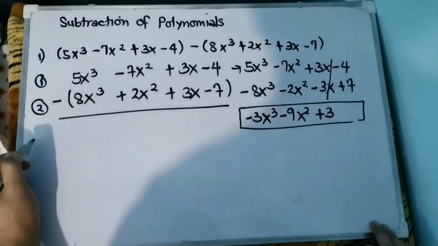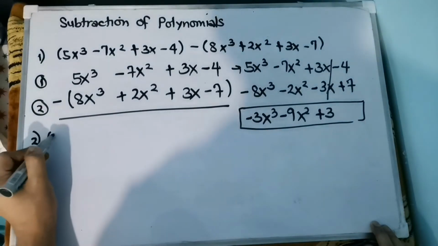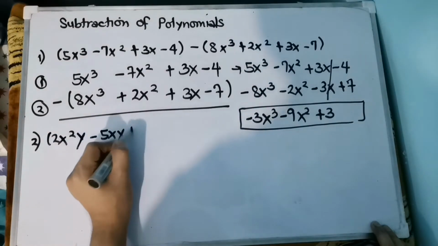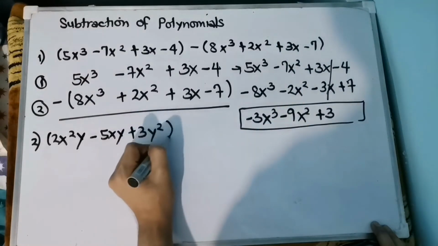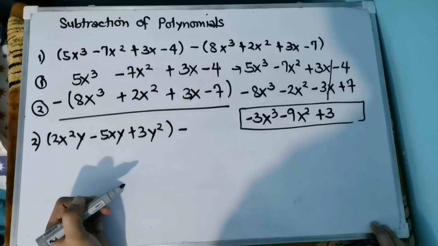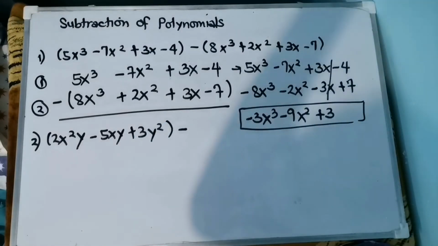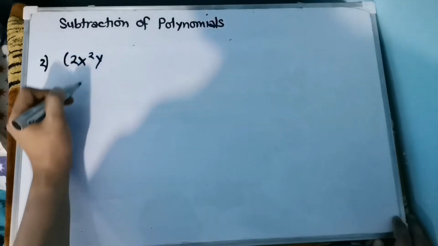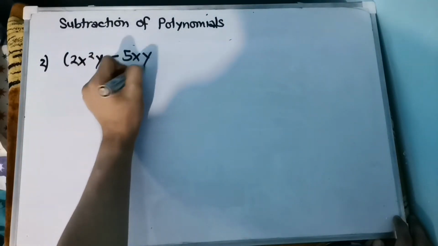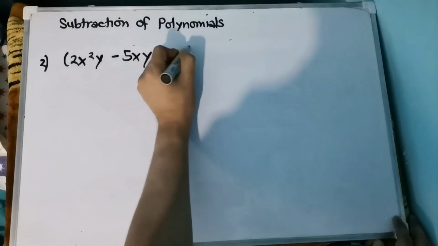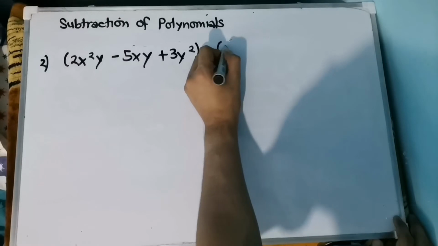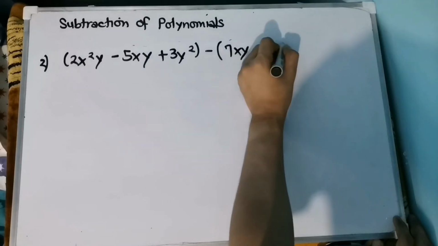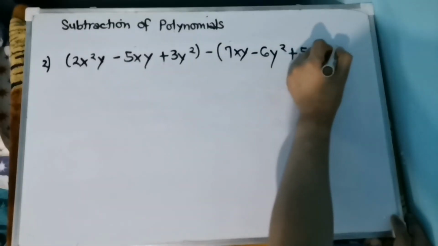So, let's have another example. 2x squared y minus 5xy plus 3y squared minus 7xy minus 6y squared plus 5x squared y.